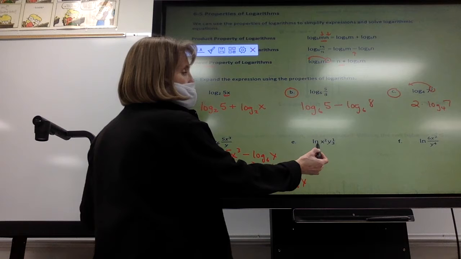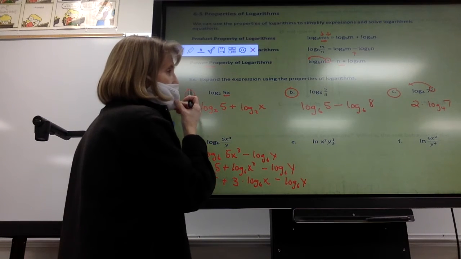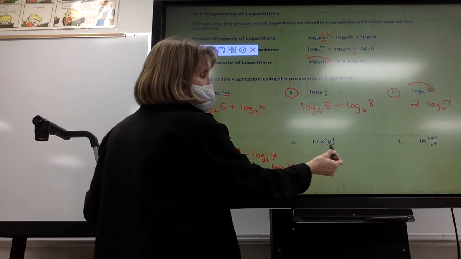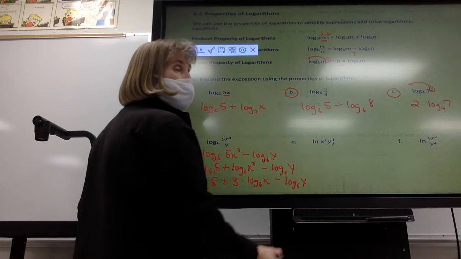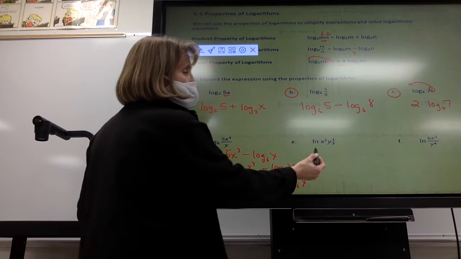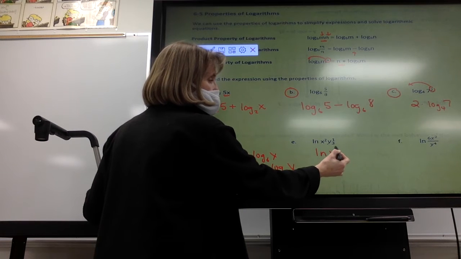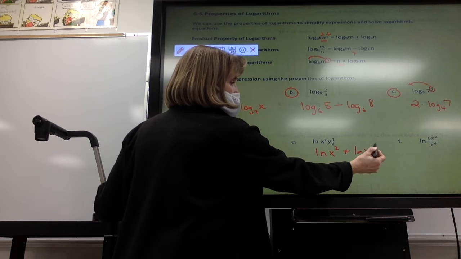Okay, letter E here. Natural log follows the same rules as log. You just leave everything as ln. So this is a product of x squared times y to the 1/3. This is an exponent, y to the 1/3. So that's a product, so I'm going to expand it with addition. I'm going to say the natural log of x squared plus the natural log of y to the 1/3.